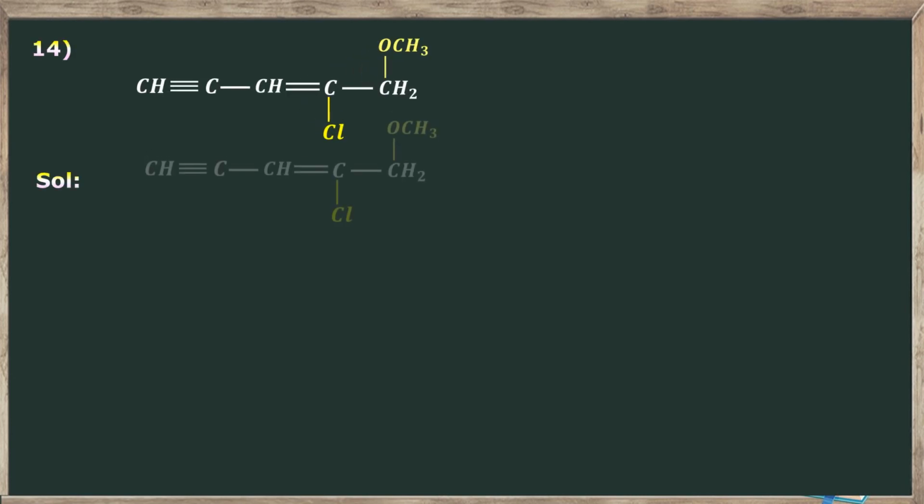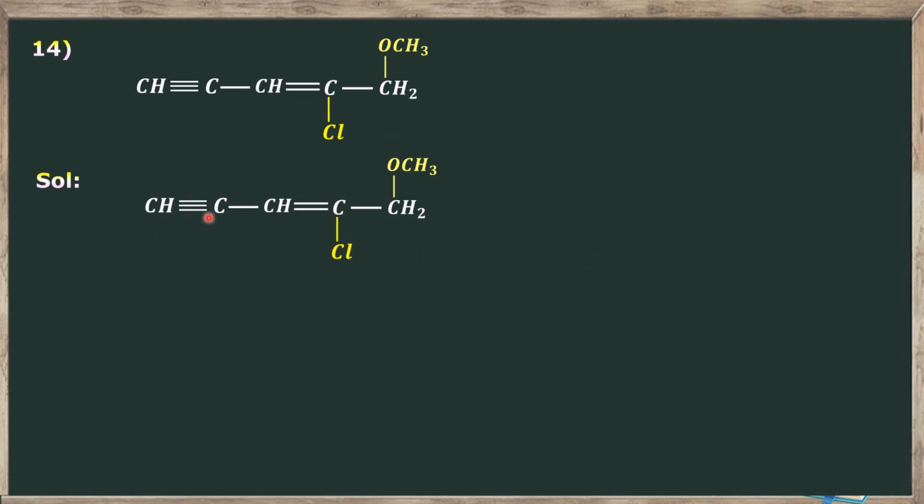Next problem number 14. Solution. First we have to select this as the parent chain, and it contains one triple bond and one double bond. And these two are the substituents. OCH3 means methoxy, and here chloro. While numbering the parent chain, we have to give priority to the multiple bonds over substituents. For that reason, I am numbering the parent chain from left to right.